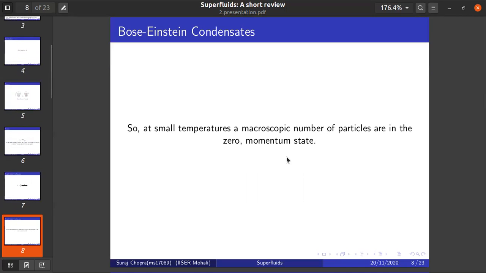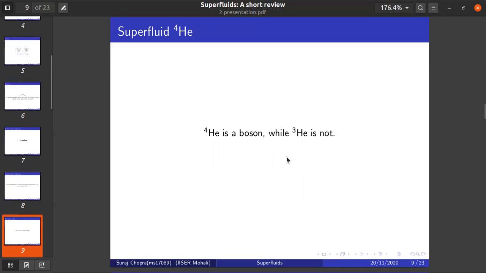So at small temperatures, a macroscopic number of particles are in the zero momentum state, which I already explained why. Next, we want to study helium. Why helium? Helium has certain properties, which I have explained in the paper, as to why helium forms a liquid even at almost zero Kelvin temperature.